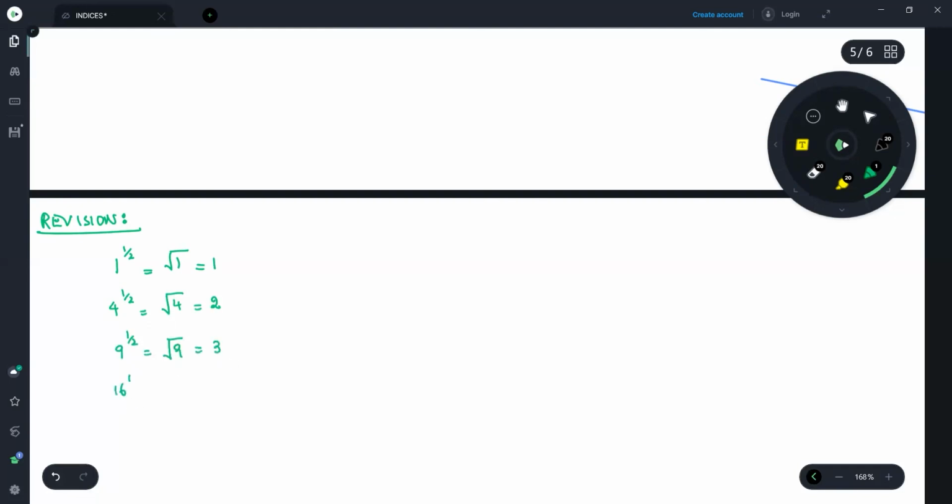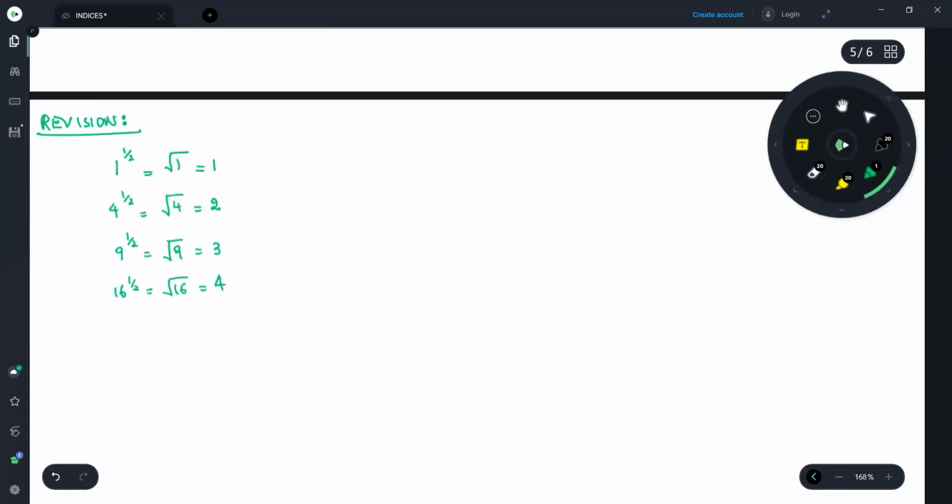I have 16 to the power 1 over 2. It's going to be square root of 16, which is 4. And we have 25 raised to the power 1 over 2. That's going to be square root of 25, which is 5. Then we have 36 to the power 1 over 2, which is 6. Understood? Now, let's talk about cubes.